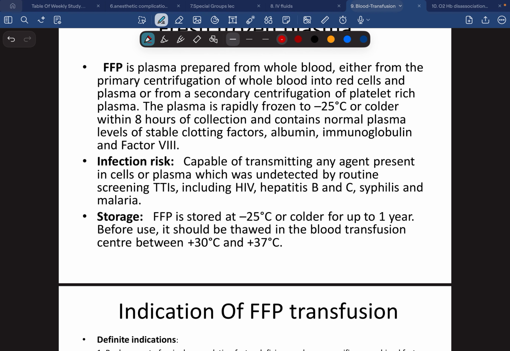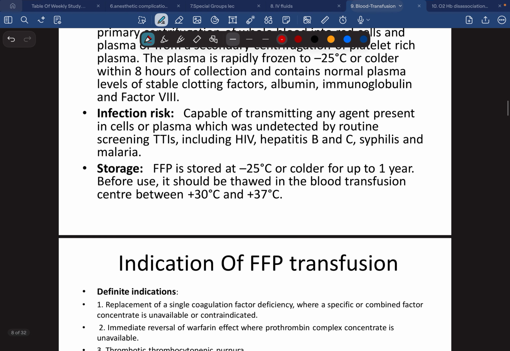It is capable of transmitting any agent present in cells or plasma which is undetected. It should be acellular, so unless it was missed, plasma shouldn't have any cells containing any of these infections. Why do we give it? Because it has stable levels of clotting factors, albumin, immunoglobulin, and factor VIII.